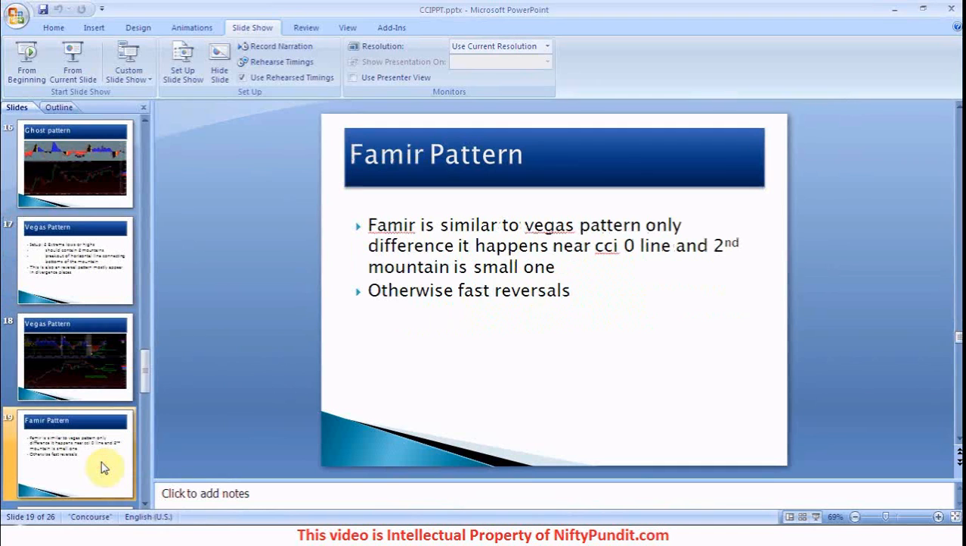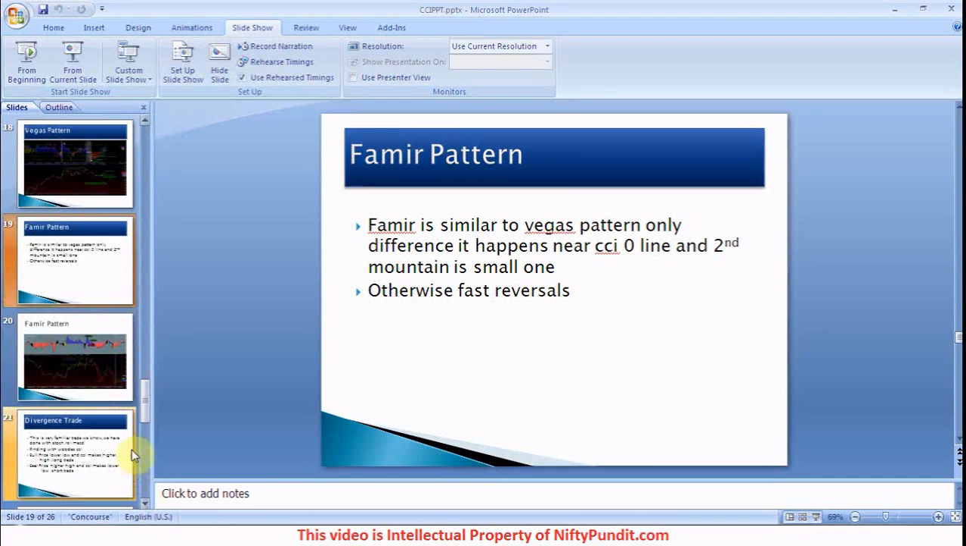Next pattern is the Famir pattern. Famir is very similar to the Vegas pattern. The only difference is that it happens near the zero line and the second mountain is a small one. We call it fast reversals. Let's see that in charts.